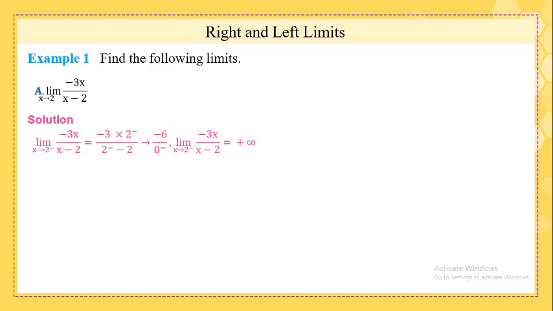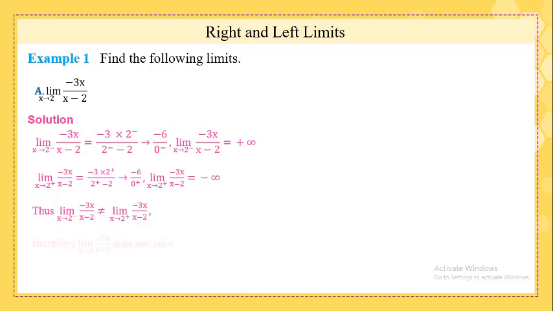First, the limit as x tends to 2 minus: we substitute x by 2 minus and we get minus 6 over 0 minus, that tends to plus infinity. But the limit as x tends to 2 plus will be minus infinity. Here, the left limit and right limit at 2 are not equal. So the limit of this function as x tends to 2 does not exist.